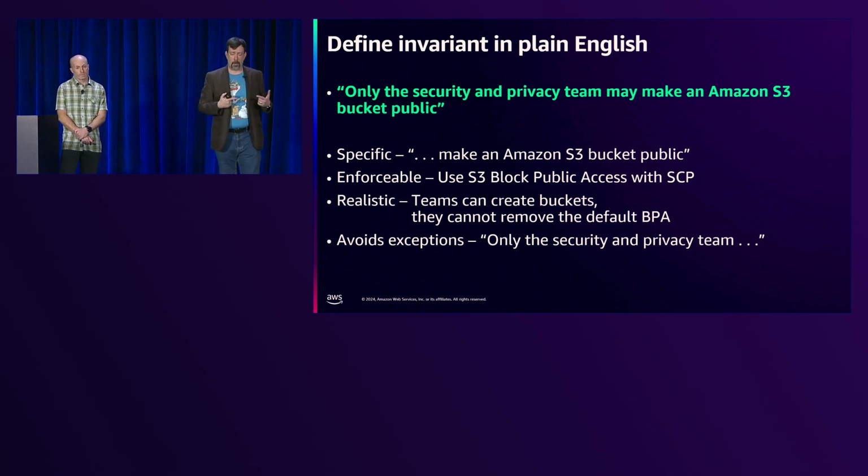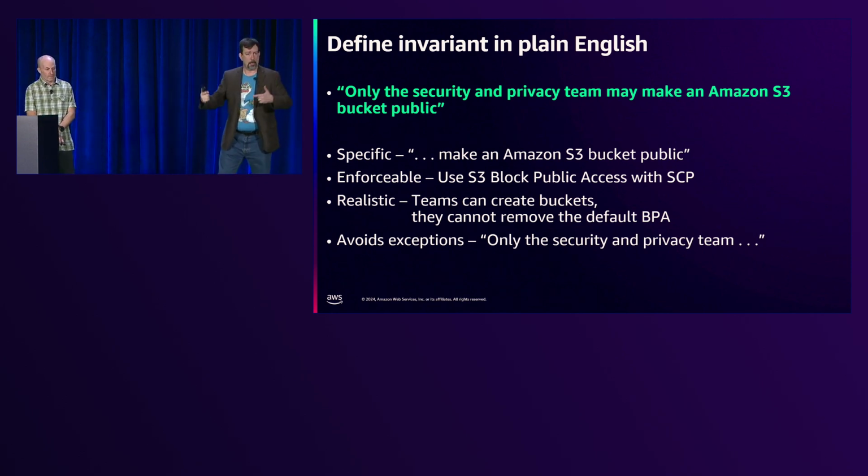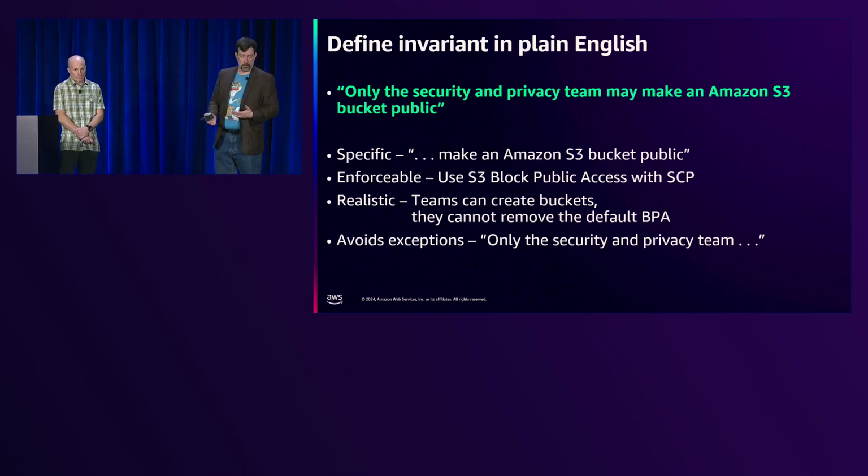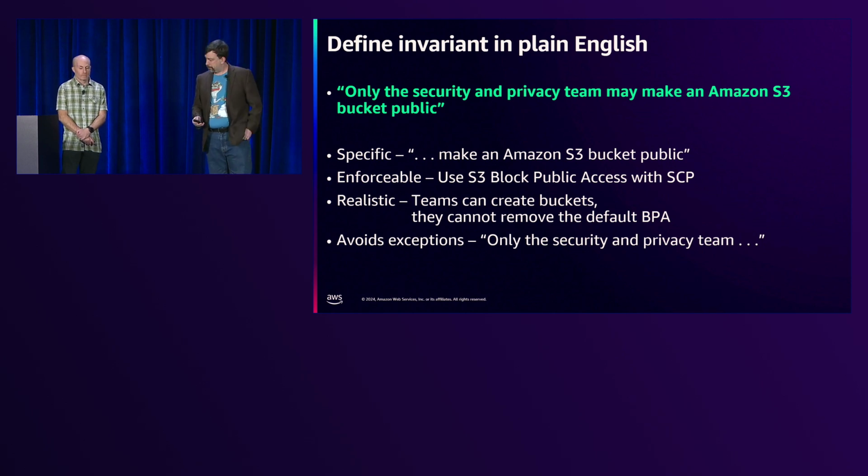It's realistic, right? Teams can create a bucket if they need to. They just need to go through security and privacy to ensure that all the compliance checkboxes are met and the risk has been reduced, accepted, or mitigated. And again, it avoids exceptions. There's no, we have to go turn off the service control policy to create a bucket. We already know who is allowed to create the bucket. It goes through the security team. They do that action.